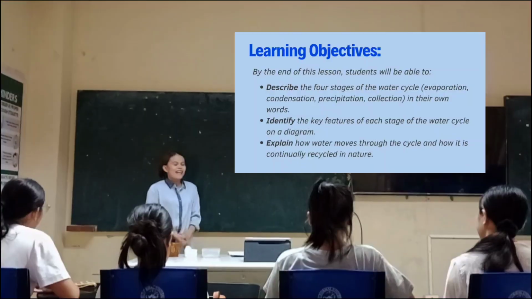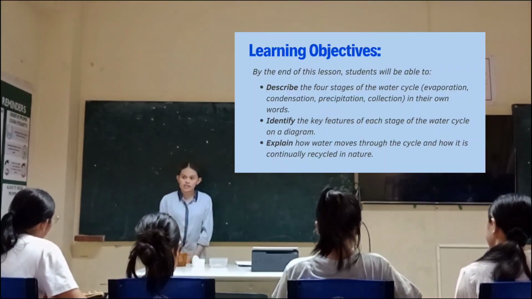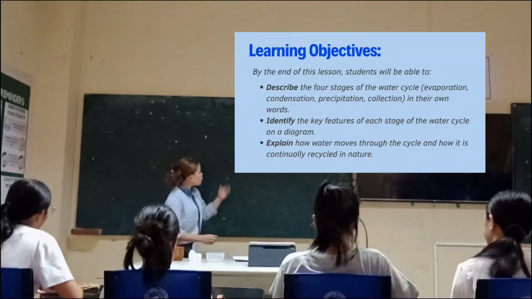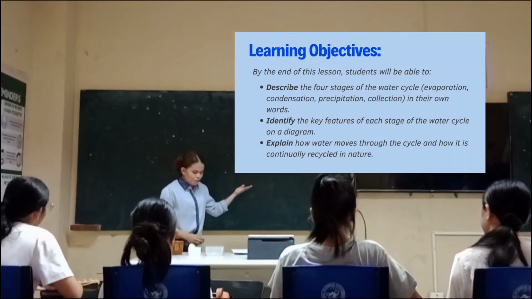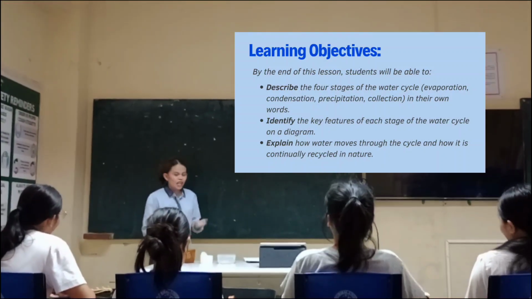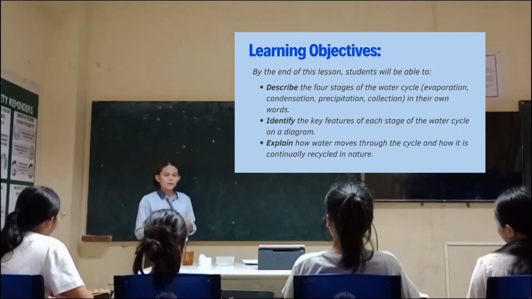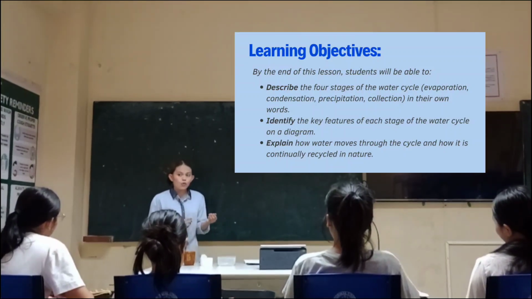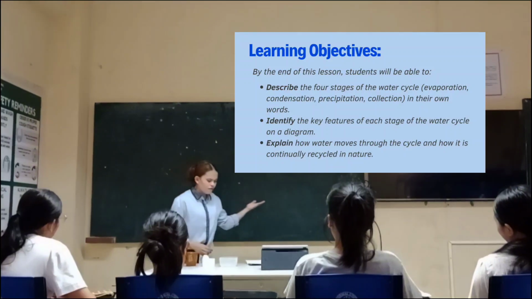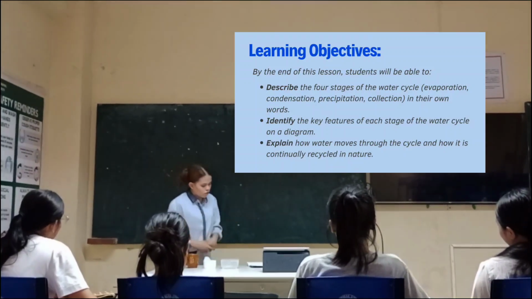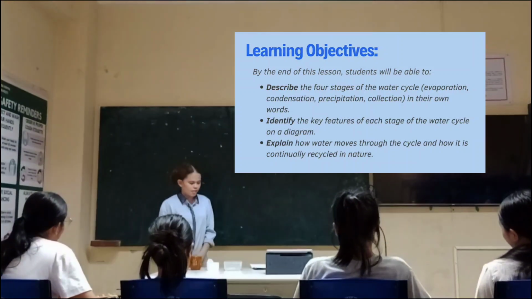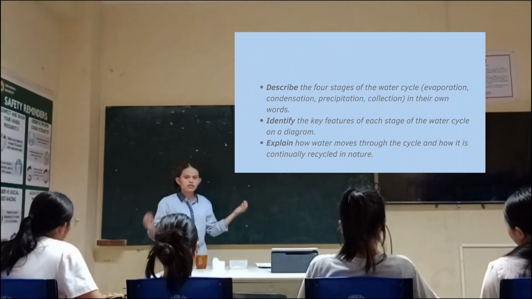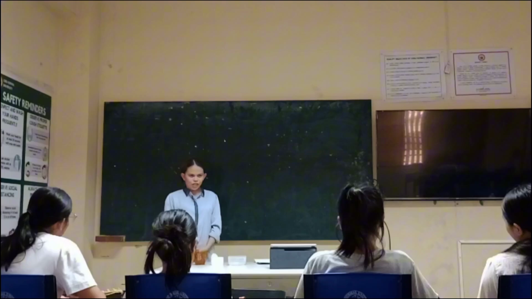But before that, let me present to you our learning objectives, what we expect from you students to learn from this entire lesson. Okay, so we have described the 4 stages of the water cycle: the evaporation, condensation, precipitation, and collection. And of course, describe it using your own words. And second, we have identified the key features of each stage of the water cycle and explain how water moves through the cycle and how it is continually recycled in nature.